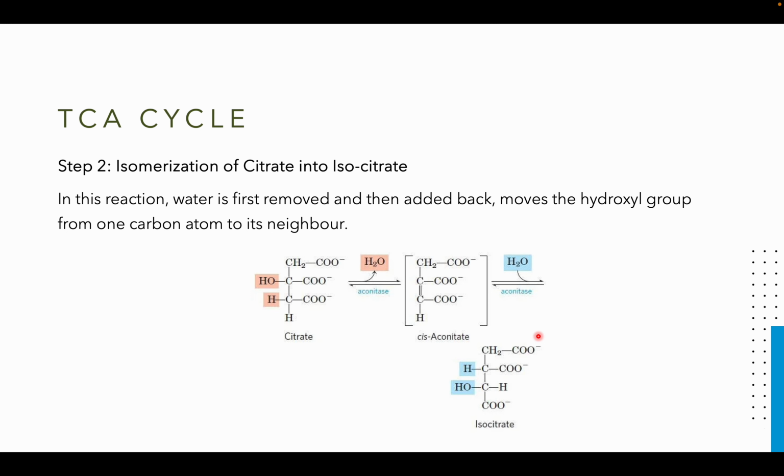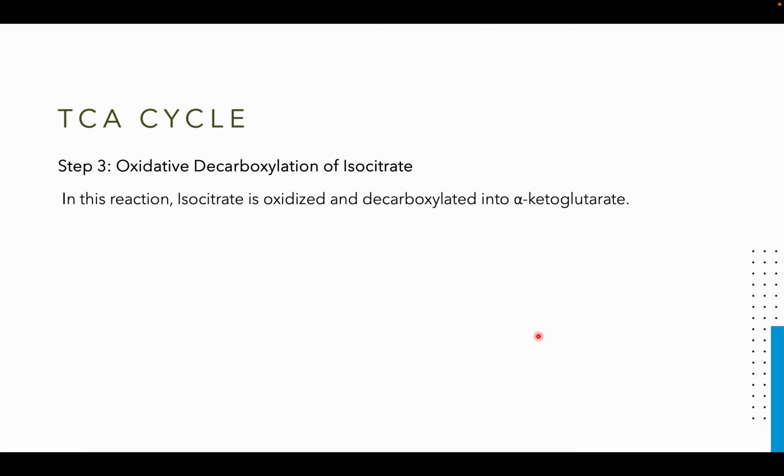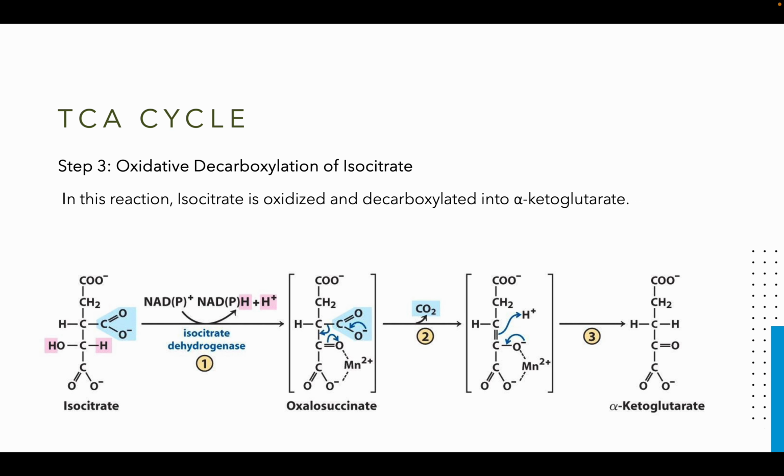It's just the rearrangement of the hydroxyl group from one carbon to another. And the next step is the removal of a carbon from this isocitrate to form alpha ketoglutarate, which is a 5-carbon molecule. So here you can see we have a 6-carbon molecule, and now by the action of isocitrate dehydrogenase, we release one CO2 molecule from carbon three, and during this reaction we release NADH from NAD plus.